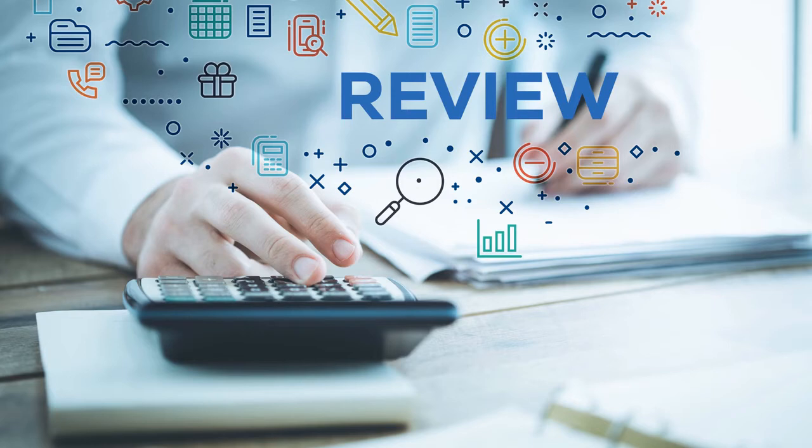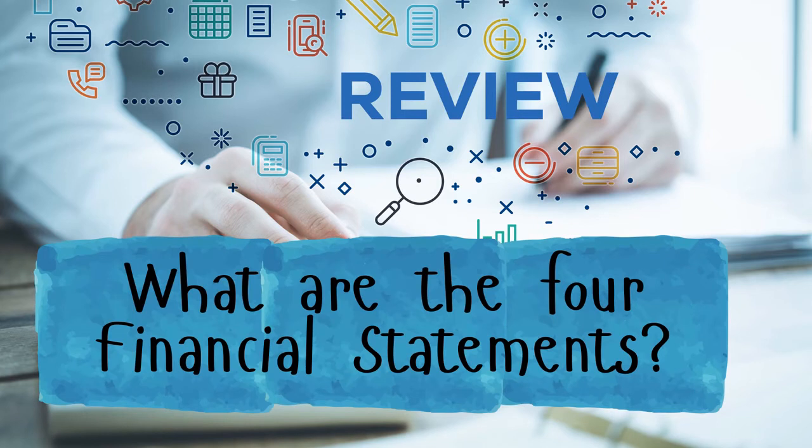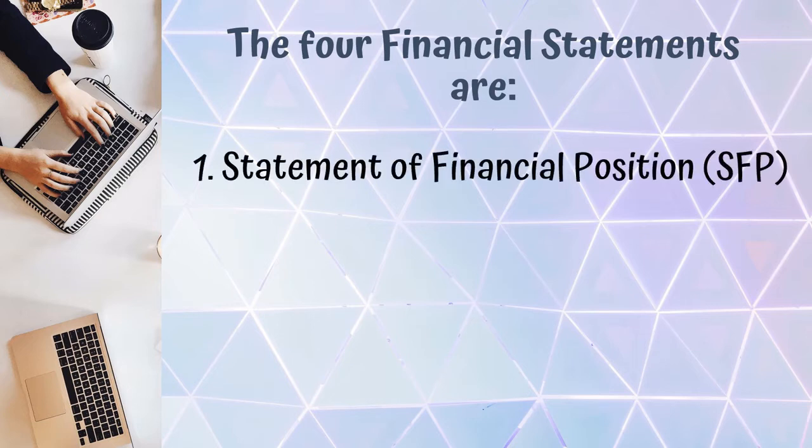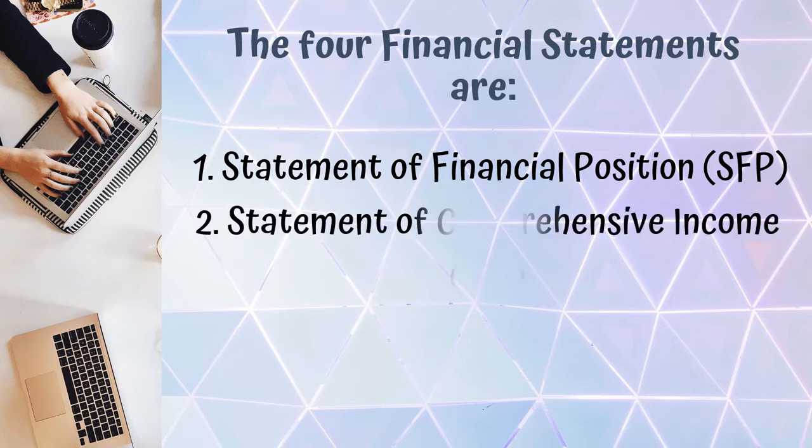But before we proceed with our lesson, let's have a review muna. Can you enumerate the 4 financial statements? The 4 financial statements are Statement of Financial Position or SFP. This shows the balances of assets, liabilities, and equity of the business as of a point in time. The second is a Statement of Comprehensive Income or SCI. This shows the result of operations of the business by reporting the revenue and expenses for the specific accounting period.